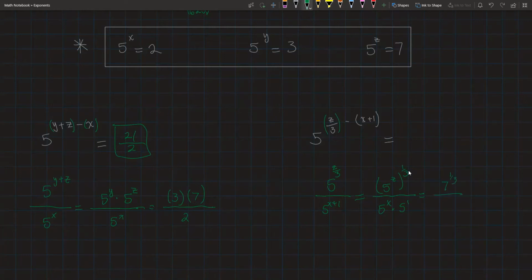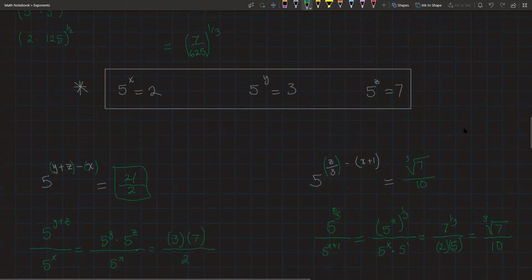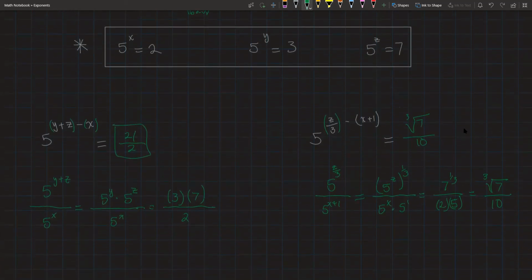Oh, I didn't want to write that, but it's okay. And then 5 to the x is a 2 times 5 to the 1st. That's just 5. So here we will get the cube root of 7 over 10. So I hope that's correct. Yep, that should work. Cube root of 7 over 10, and we should have matching answers.